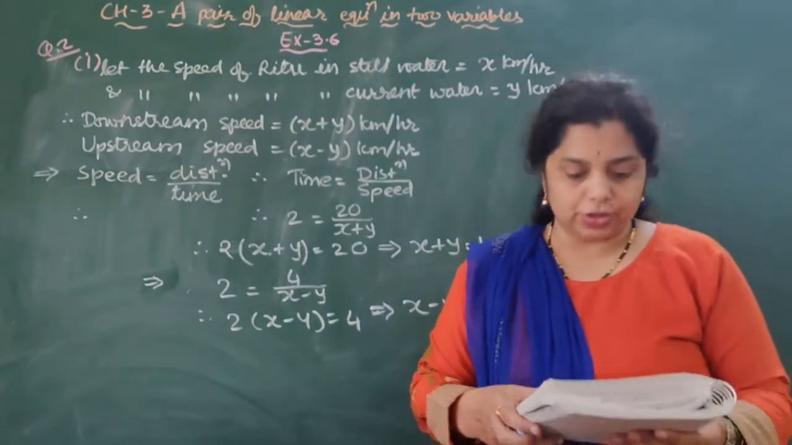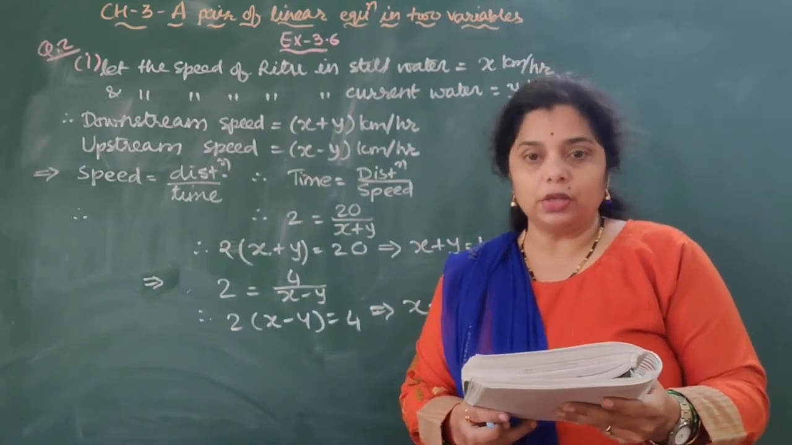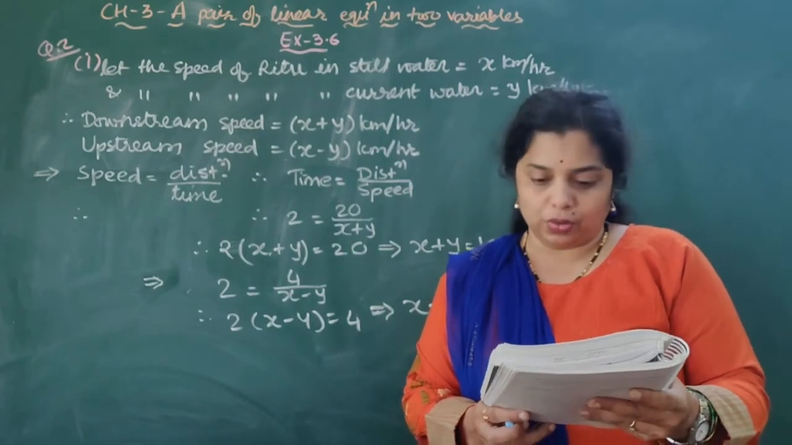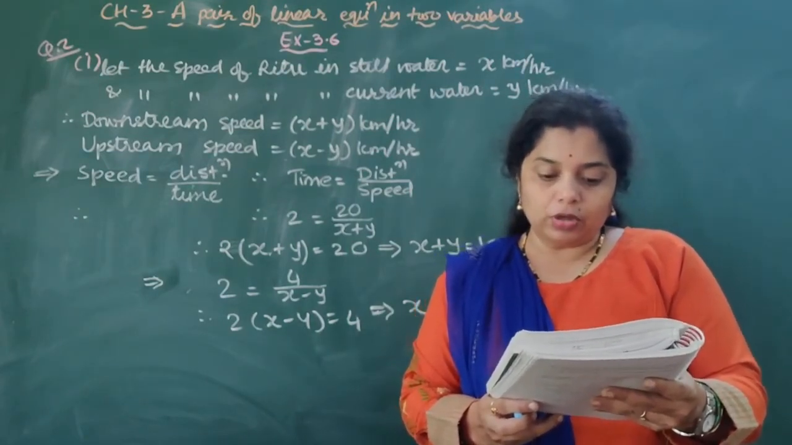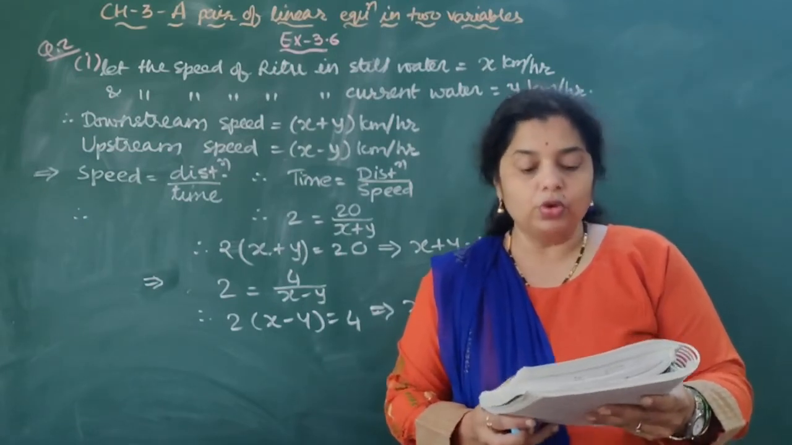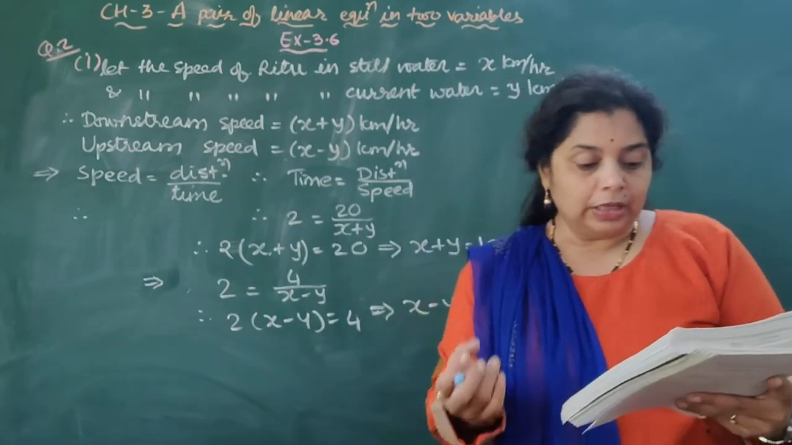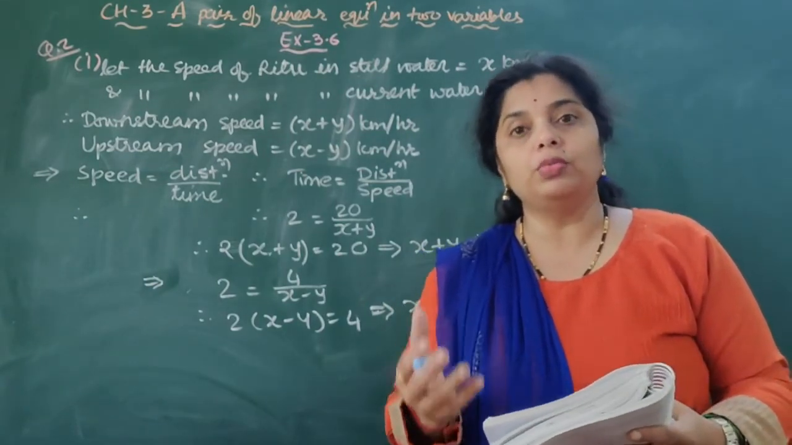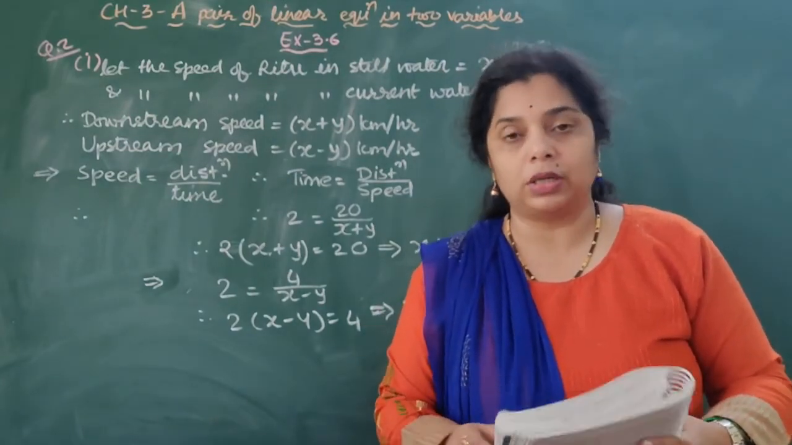Now the first question is: Ritu can row downstream 20 km in 2 hours and upstream 4 km in 2 hours. Find her speed of rowing in still water and the speed of the current. What do you mean by rowing? It is river rafting, right? So Ritu can row downstream or upstream. What do you mean by downstream and upstream? That you have to first understand.